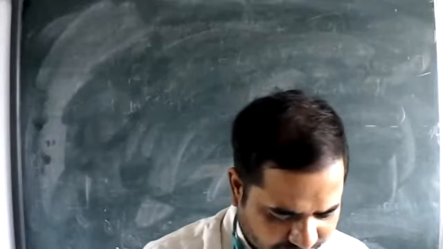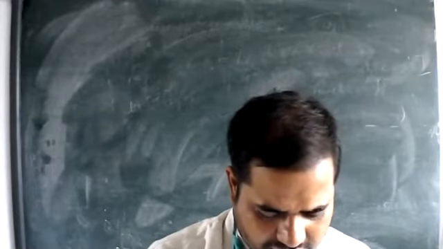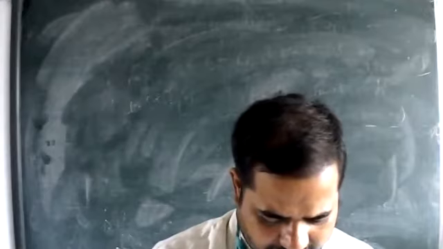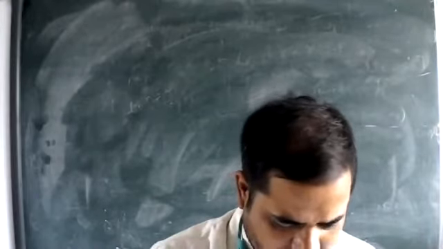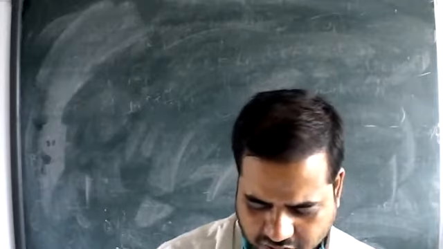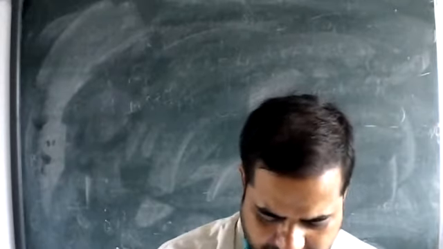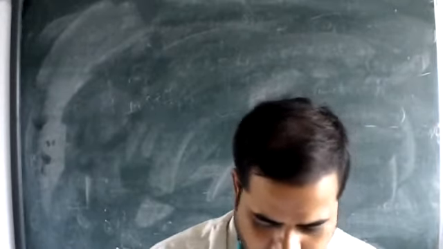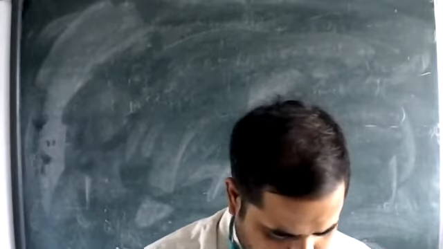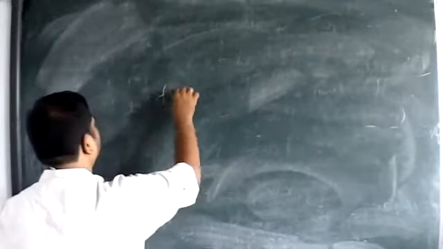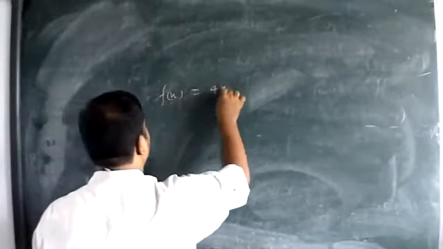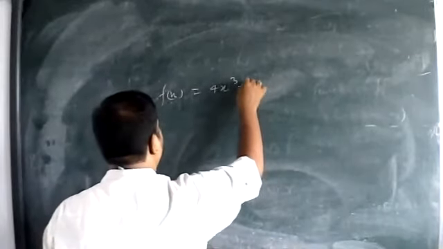Suppose f from R to R be a function given by f(x) equal to 4x cube plus 7. Then show that f is 1-1 and onto. Okay. So how to show f is 1-1 and onto? Real number में define है. f(x) is equal to क्या है? f(x) is equal to 4x cube plus 7.